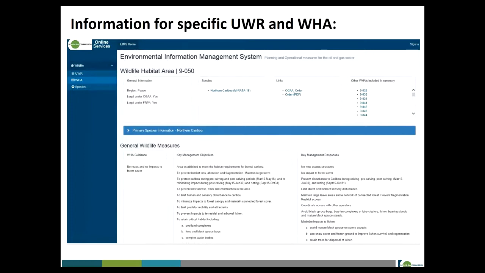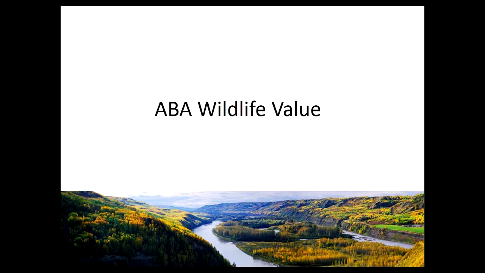When searching by UWR or WHA tag number, you simply key in the number and it'll come to your site. Here, this example is 9-050, a northern caribou WHA. You can see it includes oil and gas guidance and ABA specific guidance for northern caribou in this WHA. We'll explore EIMS in much more detail later in this session. Next, we will introduce and review ABA wildlife.